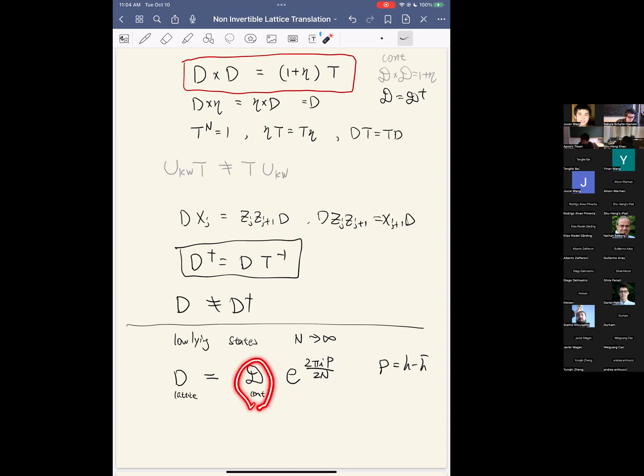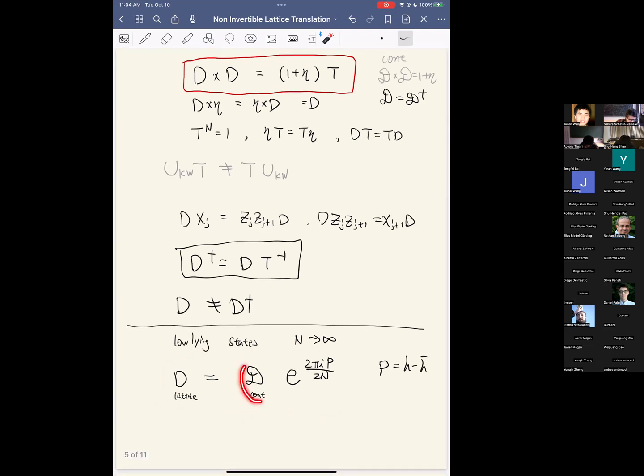So we see that the continuum Kramers-Wannier symmetry comes from the lattice symmetry in this particular manner. This relation is exact without any further 1 over n squared correction. And in this sense, the continuum D is not an emergent symmetry. It doesn't emerge out of nowhere. Rather, it emanates from this non-invertible lattice translation of the Ising model.